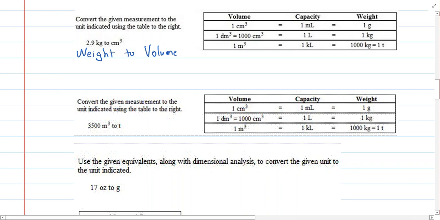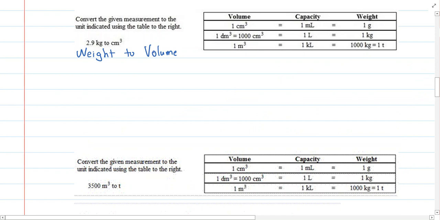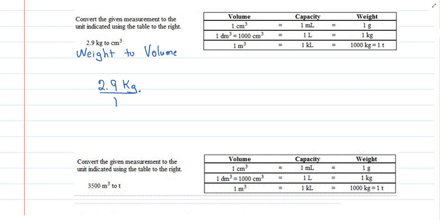All right, so let me make a little room so I won't feel restricted. There you go. I'm going to put the 2.9 kilograms, my starting point, and I'm going to look up kilograms to centimeters cubed. Here's centimeters cubed, and I've got grams, so I can't use that one, but I have it here. 1,000 centimeters cubed is 1 kilogram. So that's the one I need.